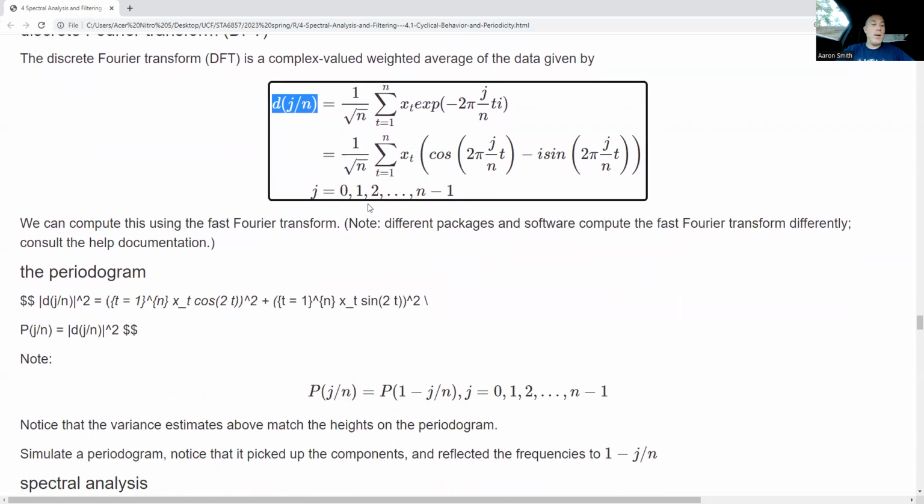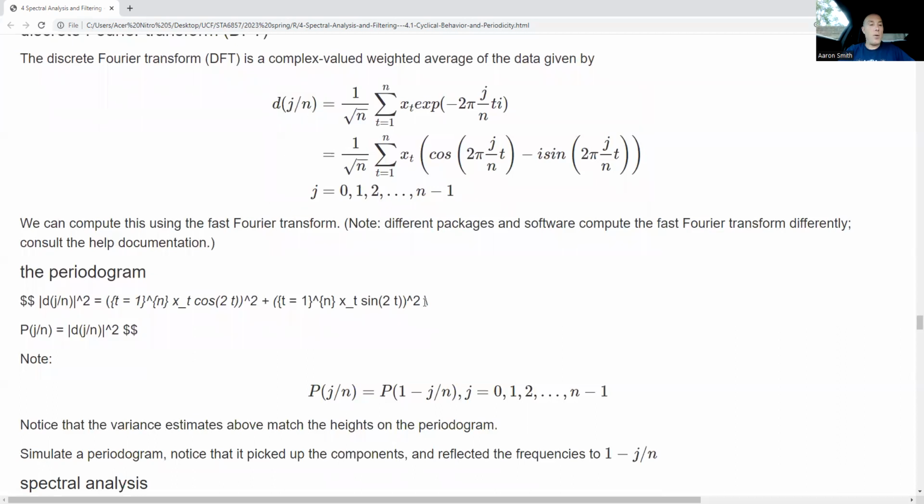Now the periodogram, and here I've got a typo. I will fix that after I post the video. Here, the periodogram is similar, but you'll notice I'm taking the absolute value of that discrete Fourier transform. This is not the scaled periodogram. I'm taking the absolute value of the discrete Fourier transform, that is the modulus, because we're dealing with imaginary numbers, and then I'm going to square it.